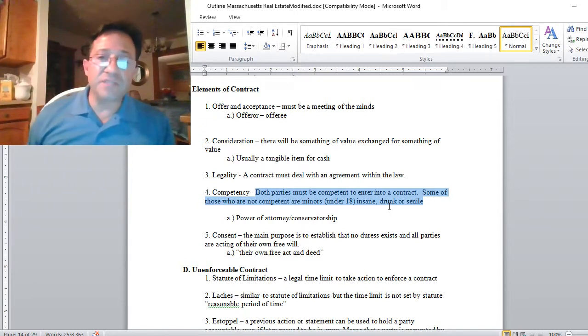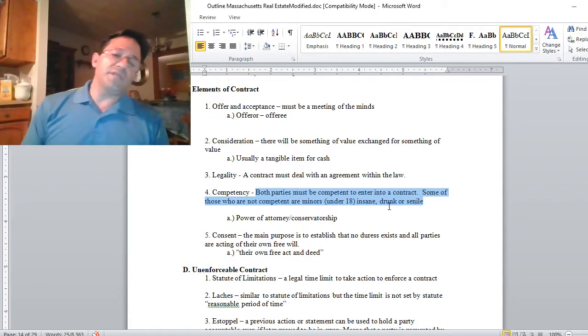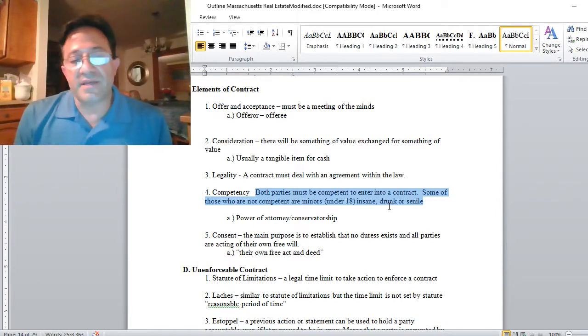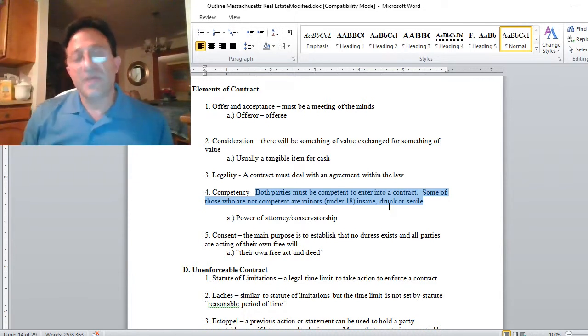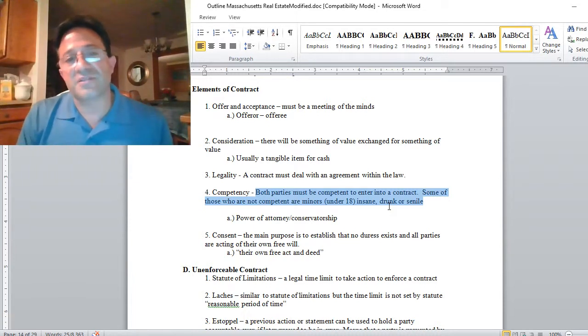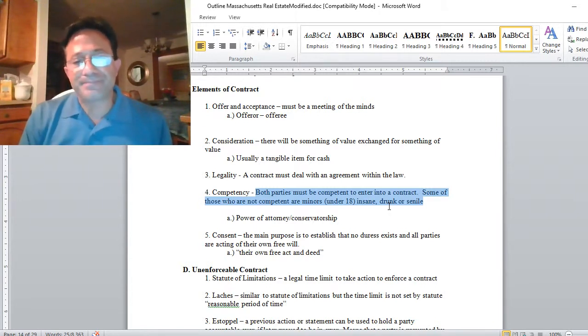And so for this particular part of the segment, when we're talking about competency, all parties have to be competent. And if the child is too small, then they're not going to be competent. They can't sign the contract. But when you have a teenager and they're signing for a car, we'll see a little bit later on in another segment what happens with that particular minor.